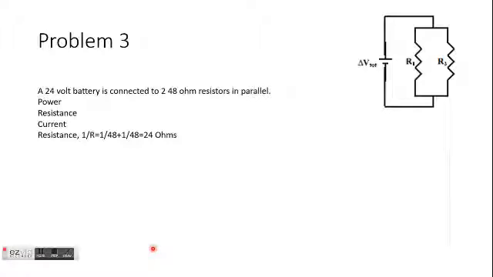So then 1 over R is equal to 1 over 24, so the resistance is 24 ohms. It's halved. 2 of the same is equal to half of an individual when they're in parallel. Okay, from that we can find the current, so 24 volts over 24 ohms is equal to 1 amp, and then we can do 24 volts times 1 amp is equal to 24 watts.